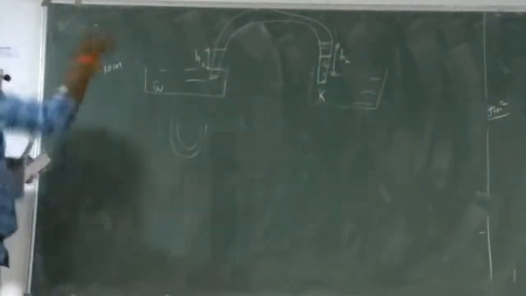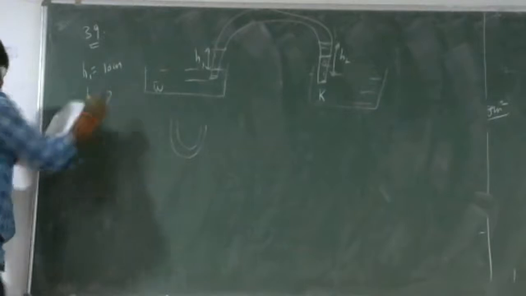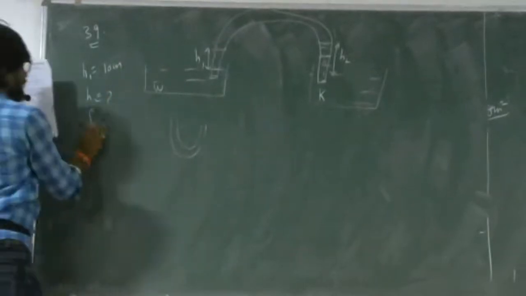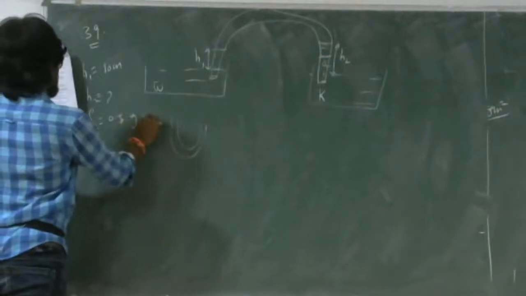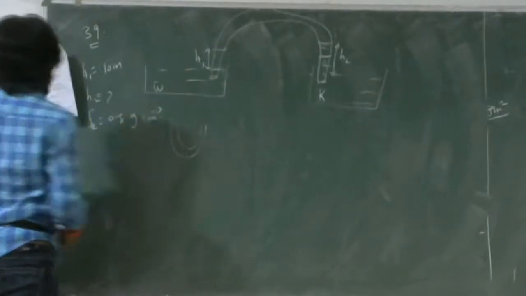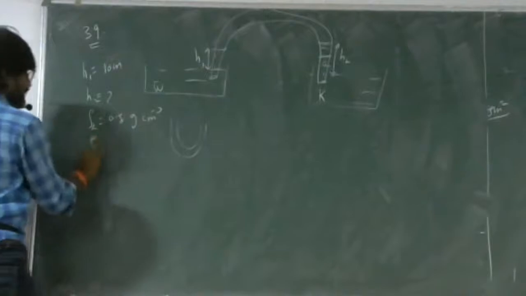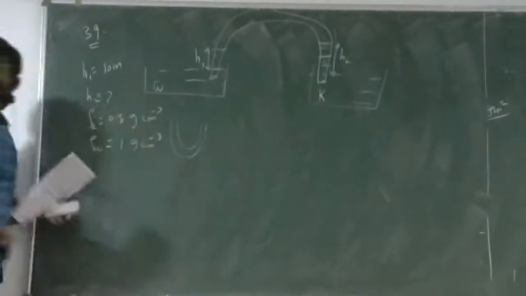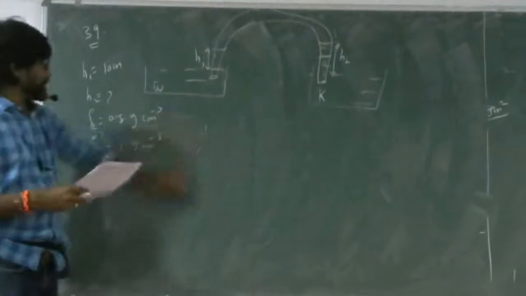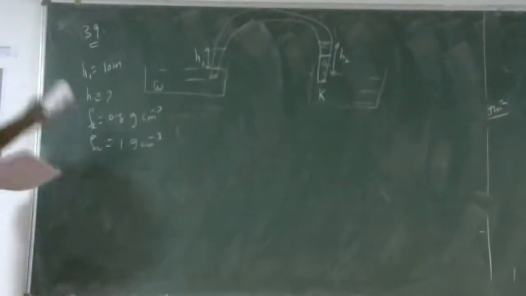Okay, so what is that height H2? Provided the density of kerosene is equal to 0.8 gram per cc, centimeter cube. So you have to remember that the density of water in CGS unit is 1 gram per cc. Okay? And here, how to do this?